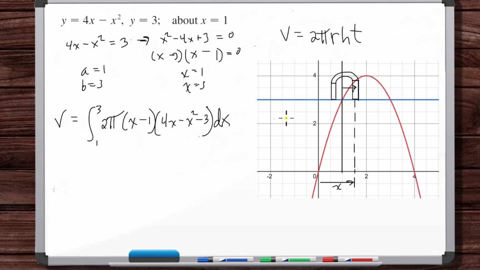We're doing the infinite sum of this. This is the volume of one of these elements if we've broken it up into an infinite number of these cylindrical shell elements. So now we want to sum these from 1 to 3. Let's take out the 2 pi. You've got 4x squared minus x cubed minus 3x minus 4x plus x squared plus 3 dx.